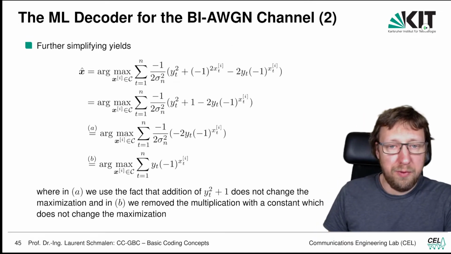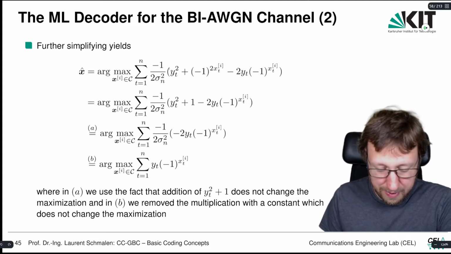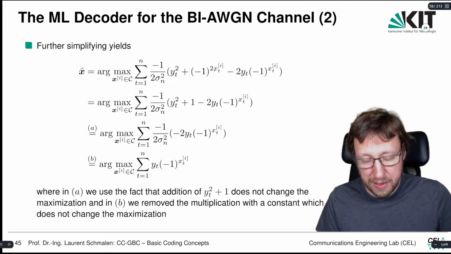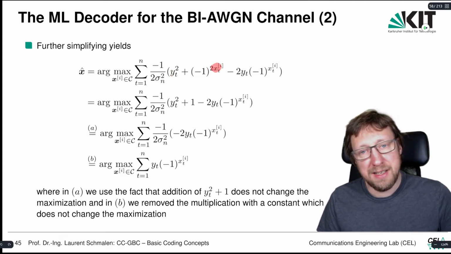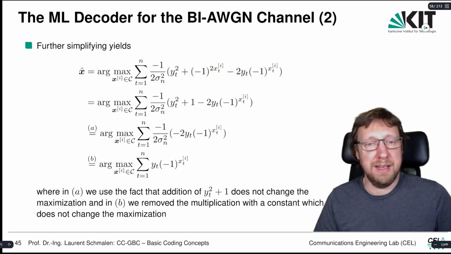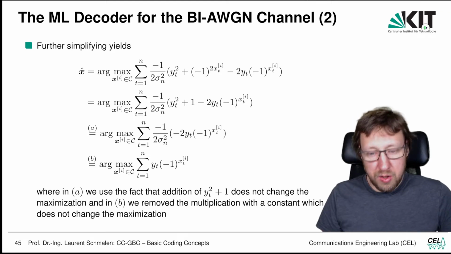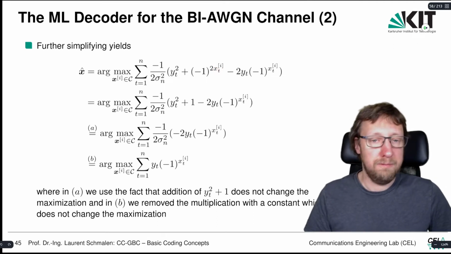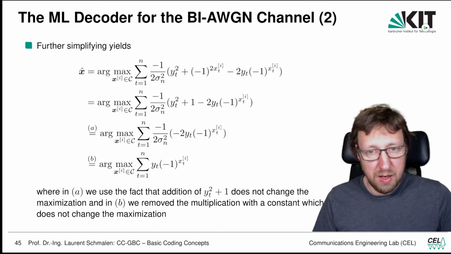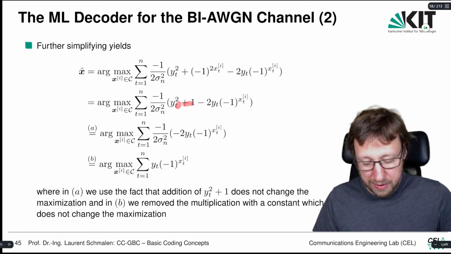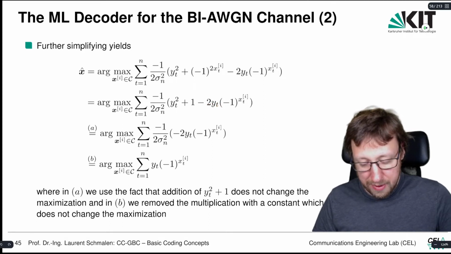So we further simplify the parentheses. It's a quadratic term, so it's yt squared plus (-1)^(2 xt) minus 2 times yt times (-1)^(xt). So (-1)^(2 xt) is equal to +1. Okay, so we have -1 over 2 sigma n squared times (yt squared plus 1 minus 2 times yt times (-1)^(xt)).